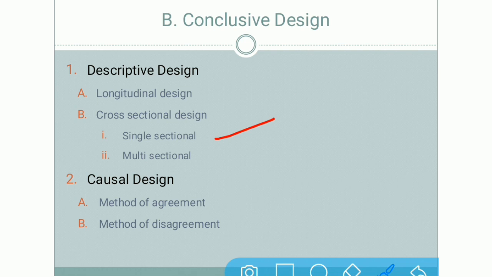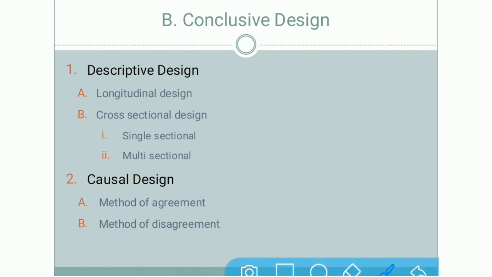But when first year, second year and third year students' behavior is checked and compared with each other once only, then it is known as multi-sectional cross-sectional design.